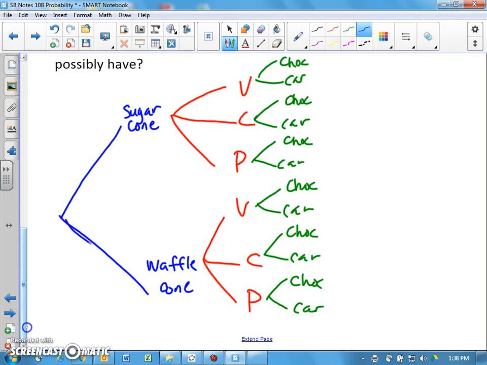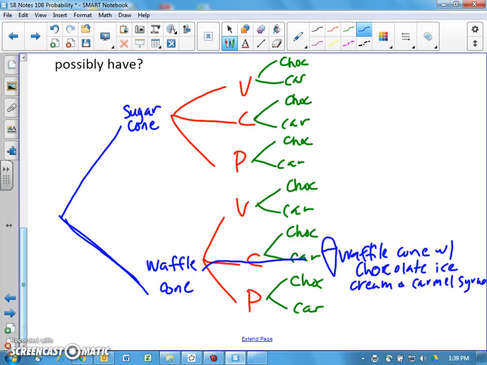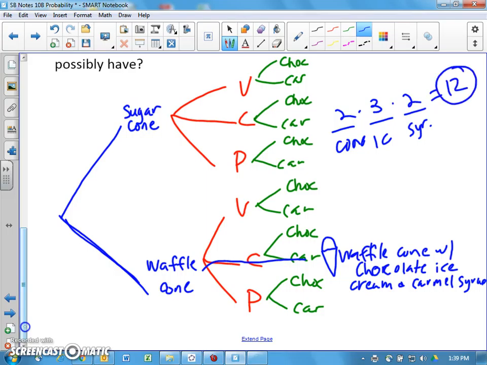So if I wanted to follow this path, this would give me a waffle cone with chocolate icing and caramel sauce. If you count the ends, you'll find that there are 12 different options. We can also use the fundamental counting principle to get there, because for cone, I have 2 options. For the ice cream, I have 3 options. And for the syrup, I have 2 options. 2 times 3 times 2 is equal to 12.